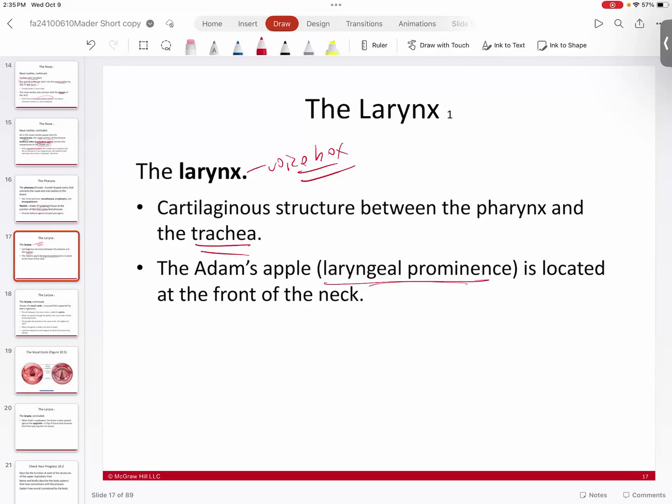Or what my dad used to call the gully whopper, which is not a technical term. Don't try that one on a board exam or anything like that.